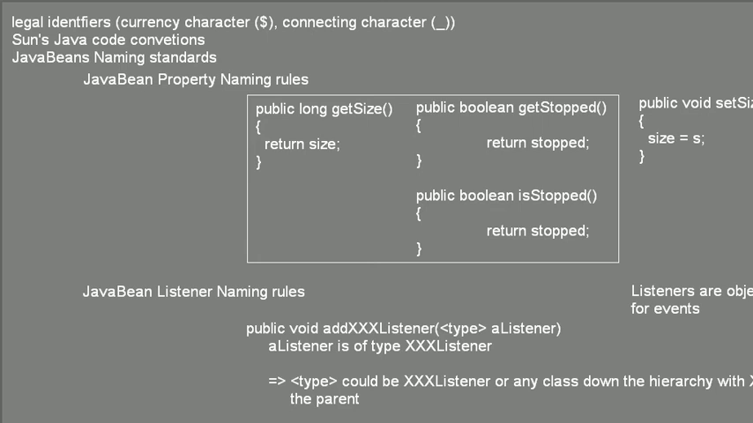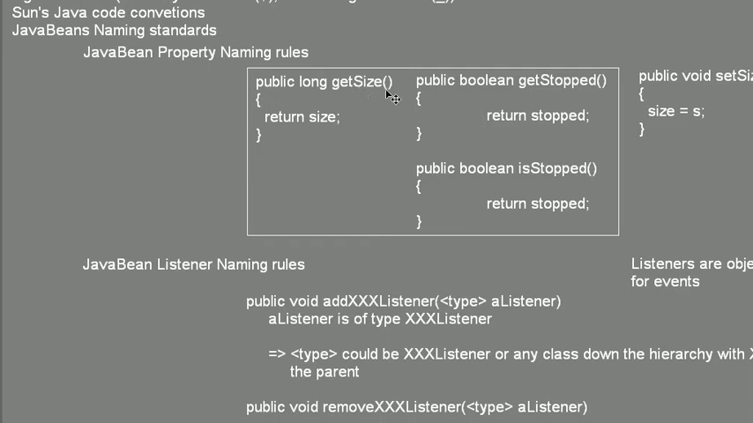In this video, I'll be talking about basic Java programming, or rather, the basics of Java programming. Firstly, legal identifiers might start with a currency character or a connecting character. Since Java code conventions are very well known to you, consider the JavaBeans naming standards. JavaBeans support properties as well as listeners, and all these methods should be public.